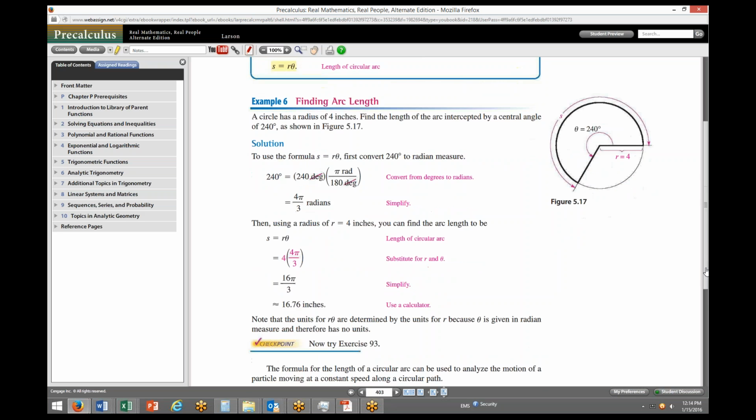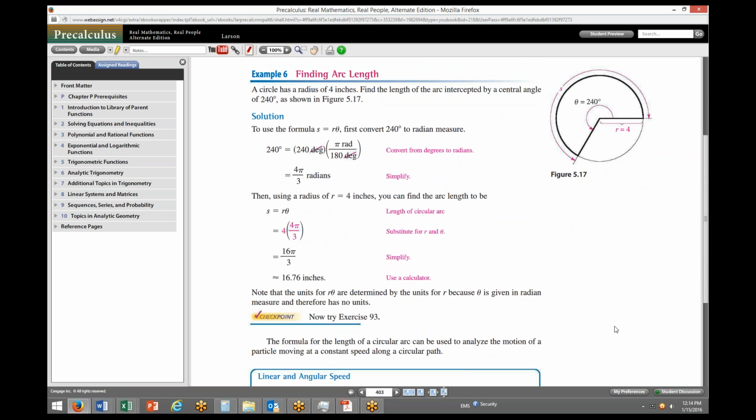You can also perhaps imagine if you were given the arc length and the angle, you could work backwards and figure out what the radius was. Or if you were given the arc length and the radius, you could use that s equals r theta formula, so to speak, backwards, and figure the measure of the angle in radians.